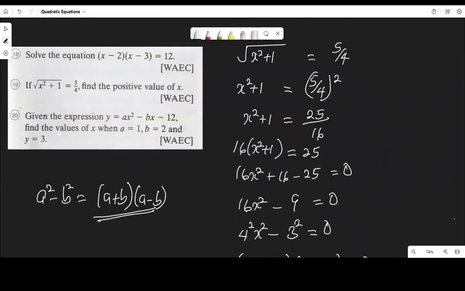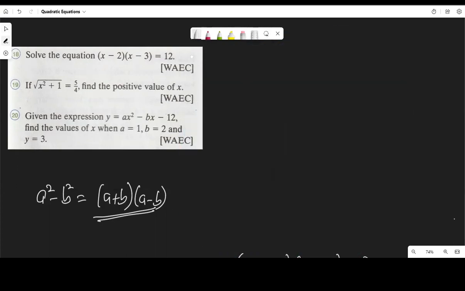Then the last question here says, given the expression y equal to ax squared minus bx minus 12, find the values of x when a is 1, b is 2, and y is 3. Let's clear this board so we have space to work with. So y is equal to ax squared minus bx minus 12. Now we are to find the value of x when a is 1. So substituting the values. By the way, what is y? y is 3. So let me put that also.